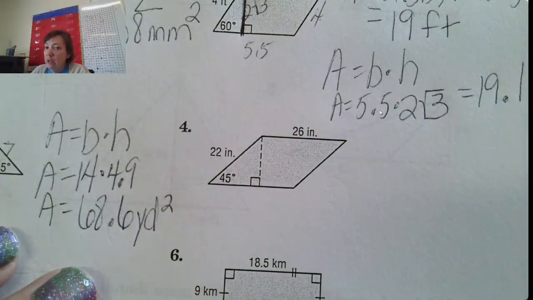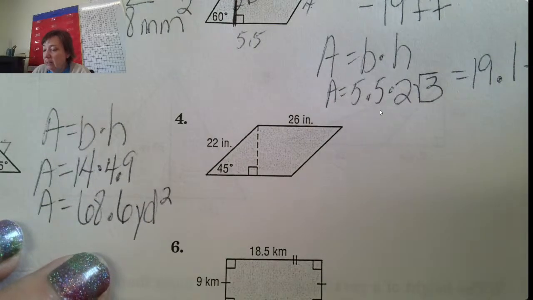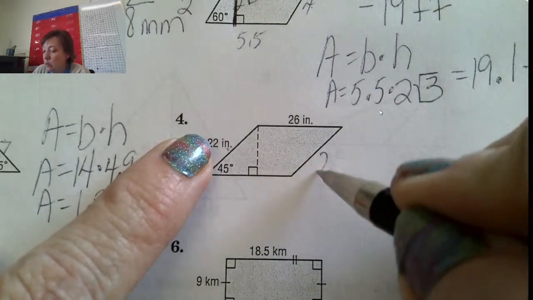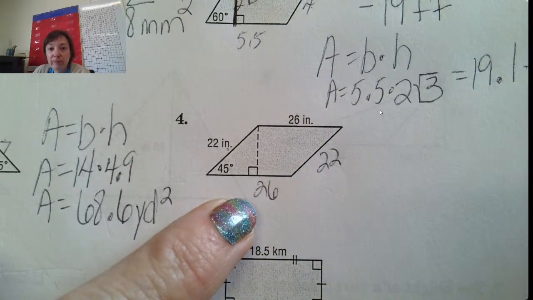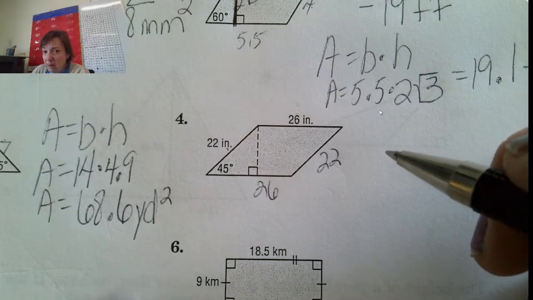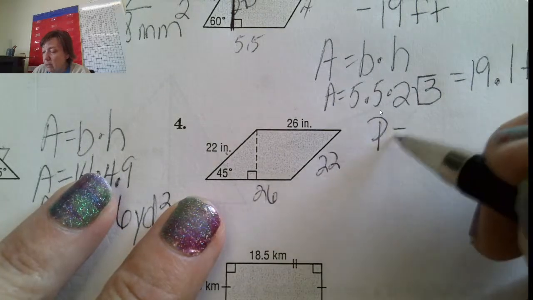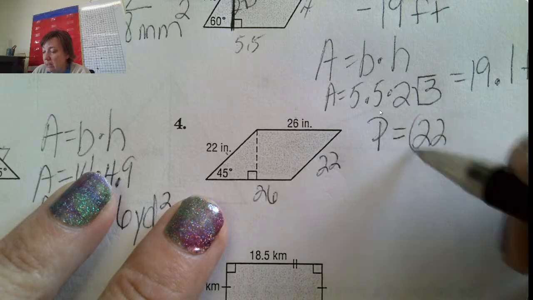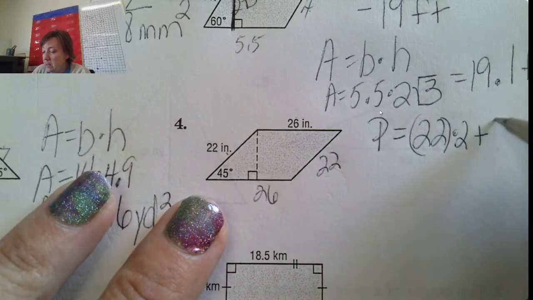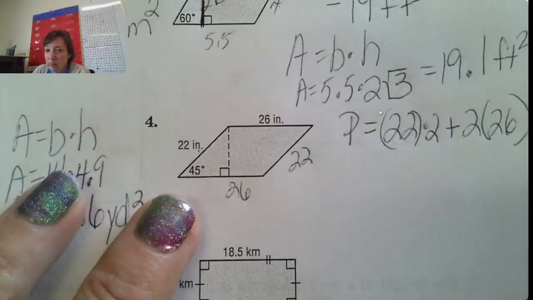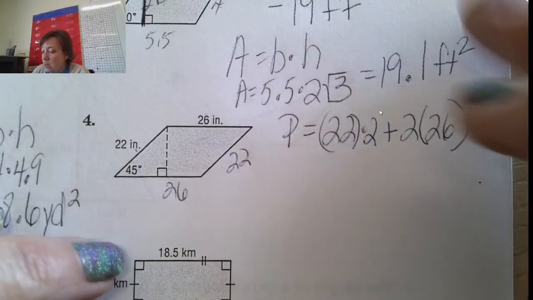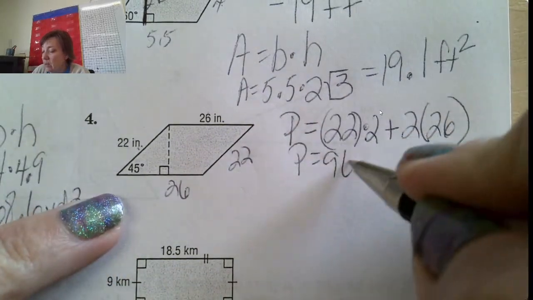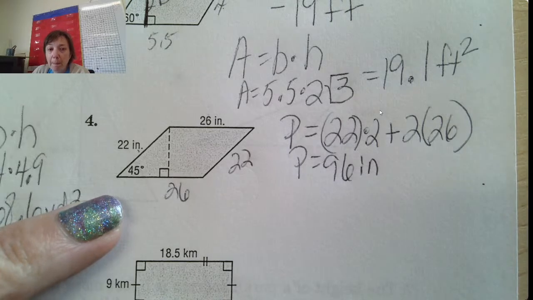Okay, so on number 4, parallelogram again. They gave us 22 over here, so this is also 22. 26 up here, so this is also 26, right? So, what does that mean? Perimeter is going to be easy to find. We're going to do 22 times 2 plus 26 times 2. 96. So, Jordan said it's 96, and our unit is inches, right?